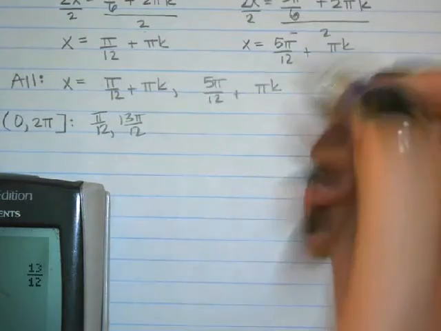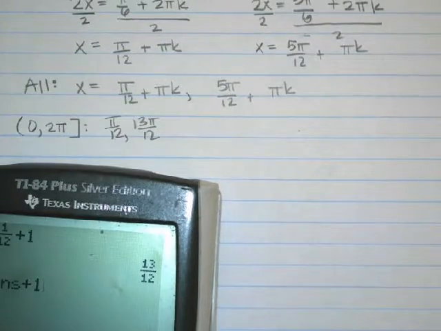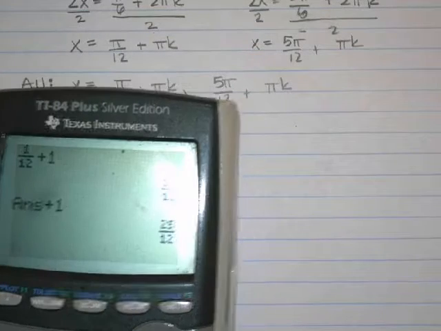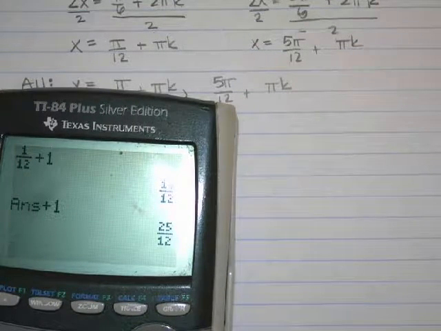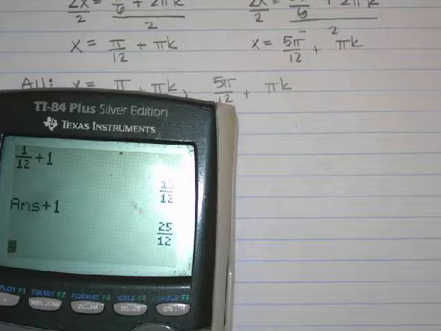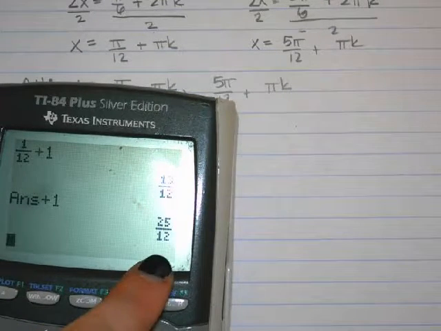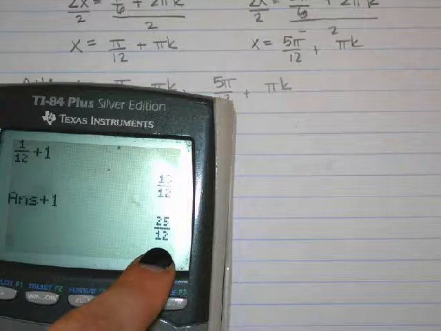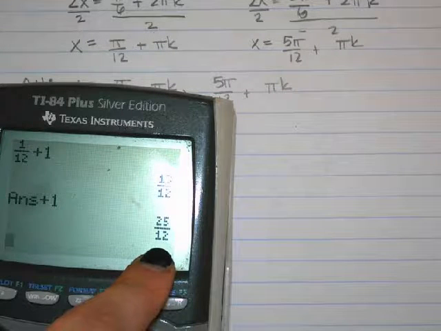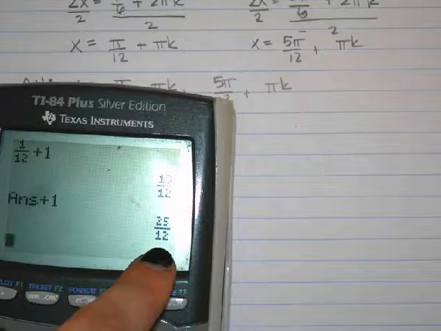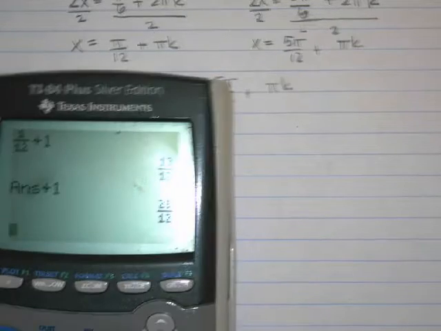I'm going to add 1 again. That is 25/12. And 25 divided by 12 is bigger than 2. So this answer is bigger than 2 pi and is not on the interval. Does that make sense? This answer is too big. It's not on the interval, so I'm done with that answer.